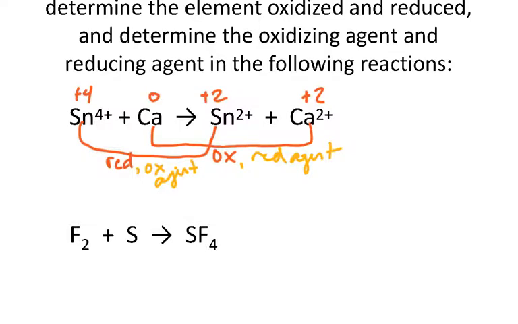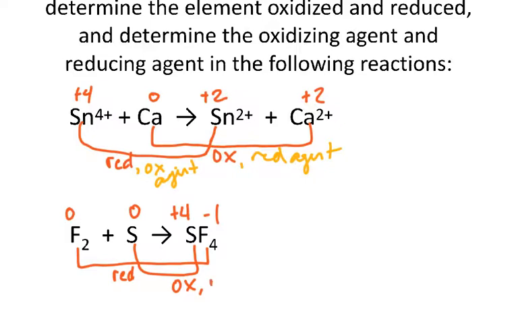Then in our other one, our fluorine here is a 0, sulfur is a 0. Fluorine here is a -1, sulfur has to be a +4. Fluorine gained an electron going from 0 to -1, so it was reduced, and our sulfur was oxidized, which means our sulfur is the reducing agent, and our fluorine is the oxidizing agent.